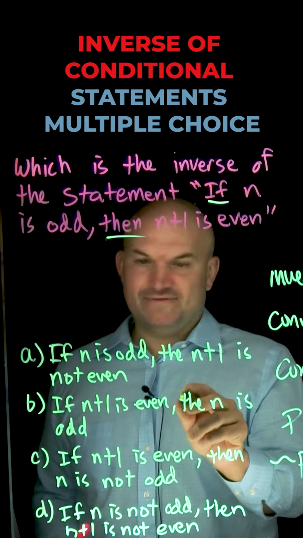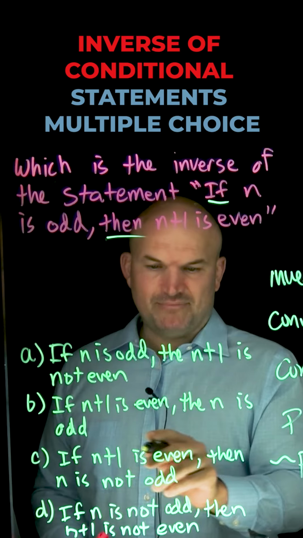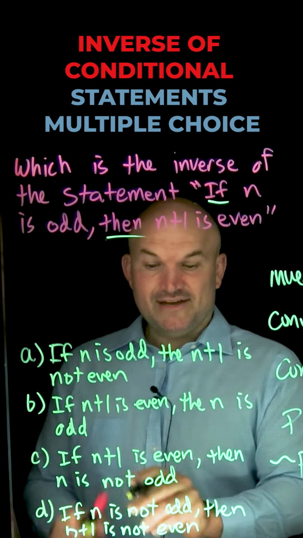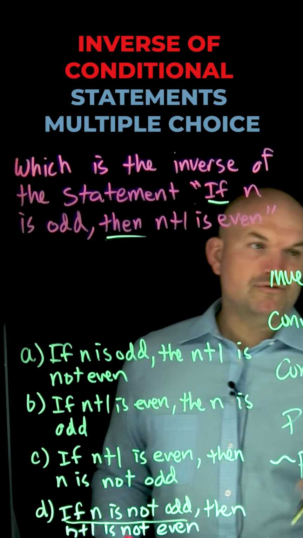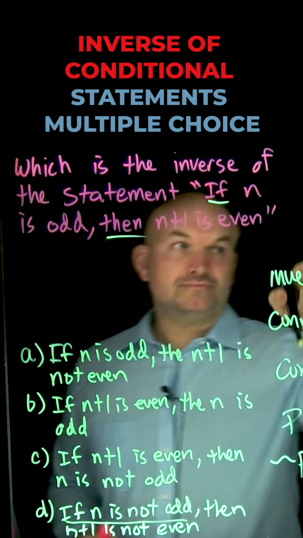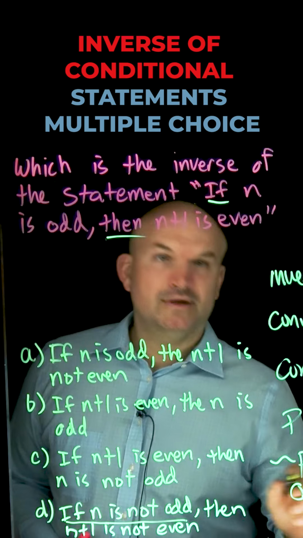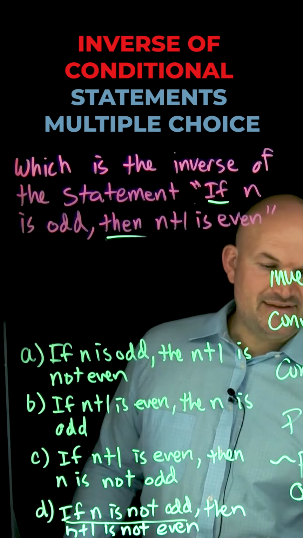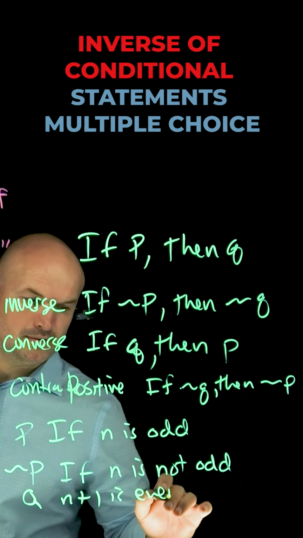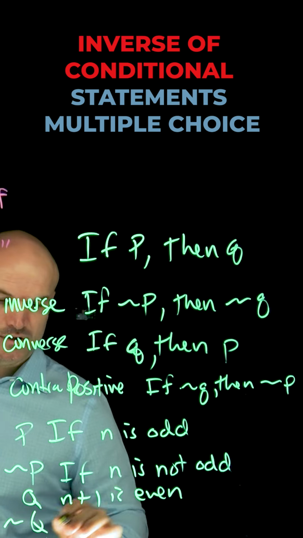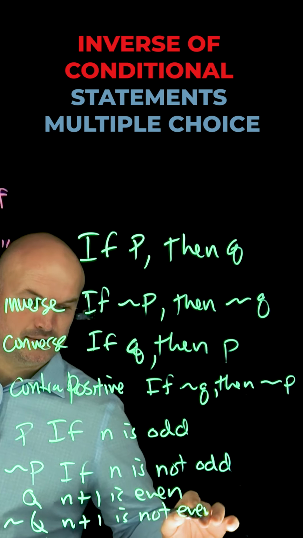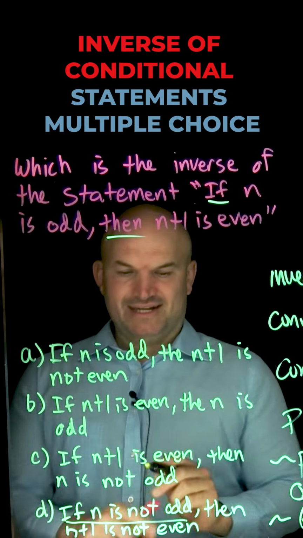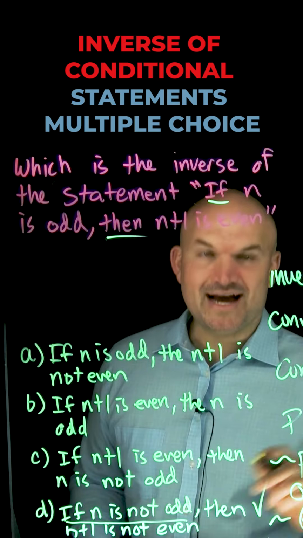If n is odd, so that one's not correct. If n plus 1 is even, no, that's switching them. If n is not odd, here we go, we like this. If n is not odd, then we're looking for what is not Q. Remember, Q in this case is n plus 1 is even. So not Q would be n plus 1 is not even. Well, ladies and gentlemen, we now found our answer.